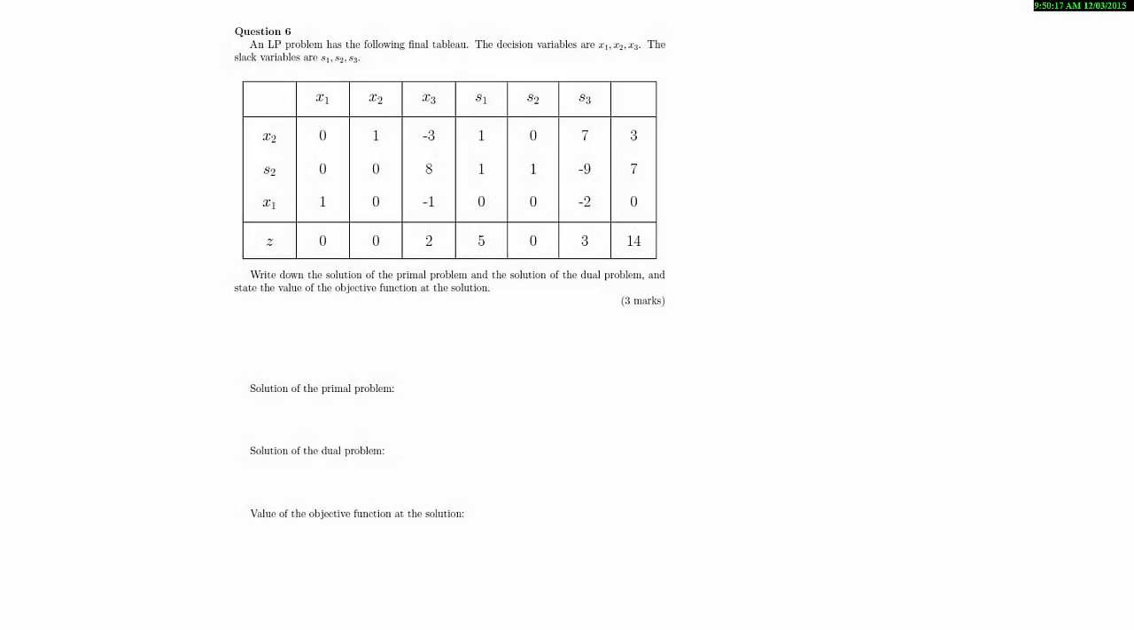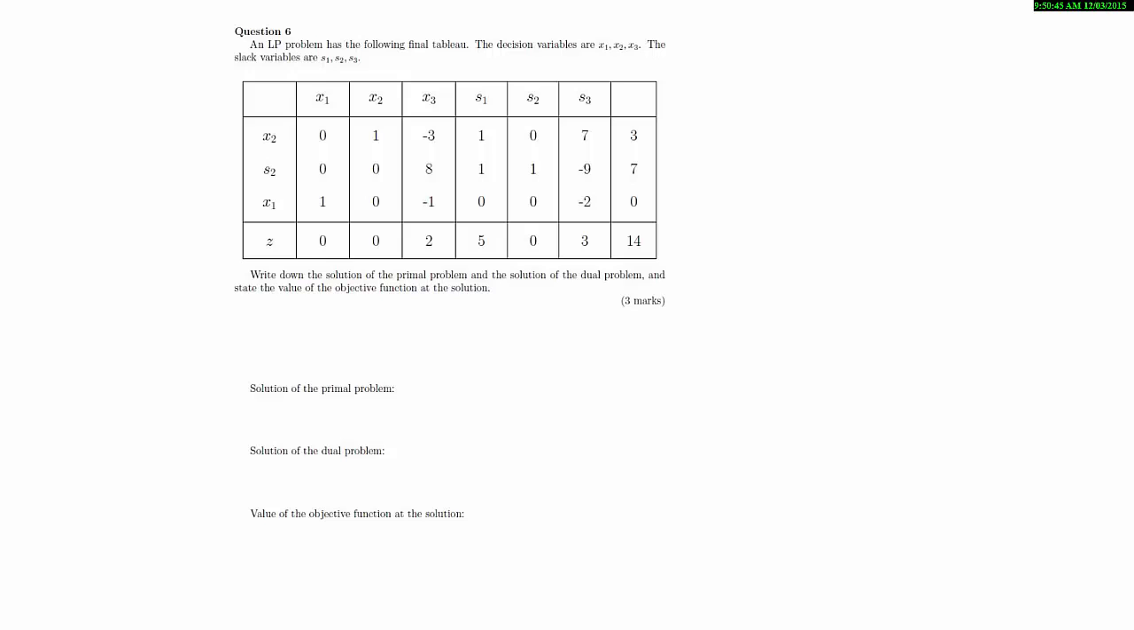Okay, so we're looking at question 6 of the 2013 exam. In this question we're given an LP problem with this final tableau. The decision variables are x1, x2 and x3, and the slack variables are s1, s2 and s3. Right, so in this question we're after the solution of the primal problem, the dual problem, and we have to state the value of the objective function at the solution.